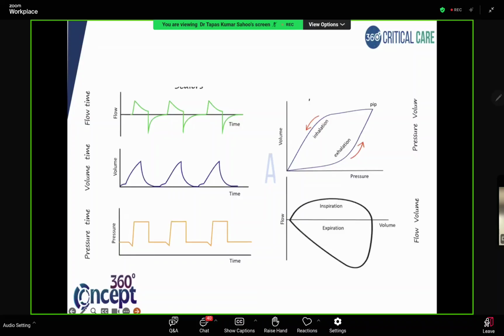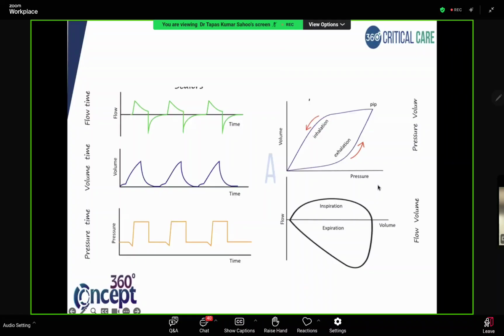And these are the flow volume and the pressure volume, which are the loops. And you can see here in the flow volume, inspiration would be above the baseline and expiration would be below the baseline. So you can see inspiration and then expiration.